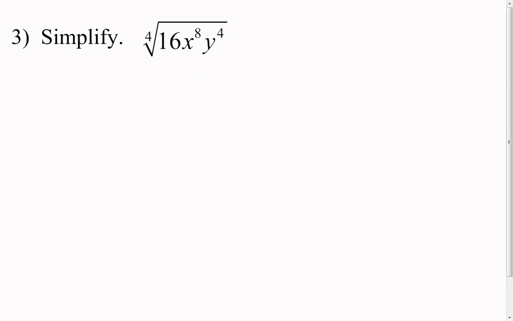Another example. What is the index of 4 going to imply? So again, groups of 4 are needed.